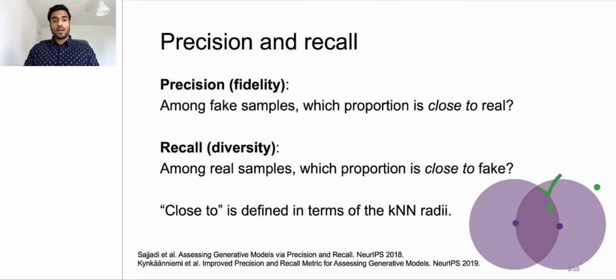Precision measures, among fake samples, what proportion of them lie close to the real manifold, and recall symmetrically measures, among real samples, which proportion of them lie close to the fake manifold. Here, closeness is defined in terms of k-nearest radii. So this point lies inside the manifold, and this one lies outside.